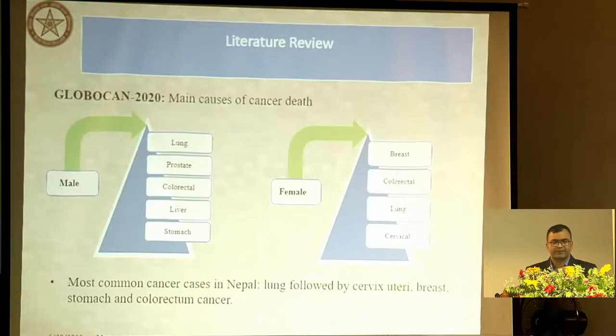According to GLOBOCAN data, the main cancer cases found in males are lung, followed by prostate, colorectal, liver. Similarly, in females, the main cancer case is breast, followed by colorectal, lung, cervical cancer. But in Nepal, the main cancer cases are cervix uteri, followed by breast, stomach, and colorectal.